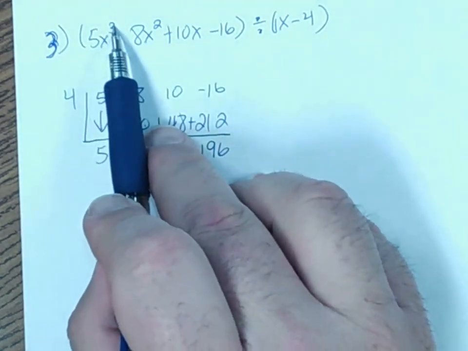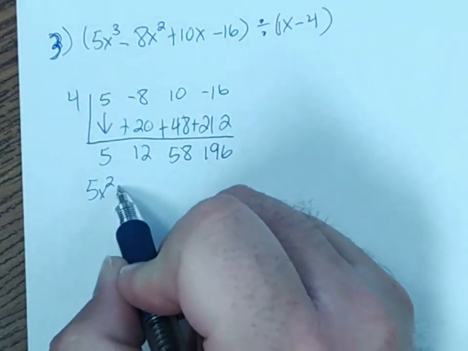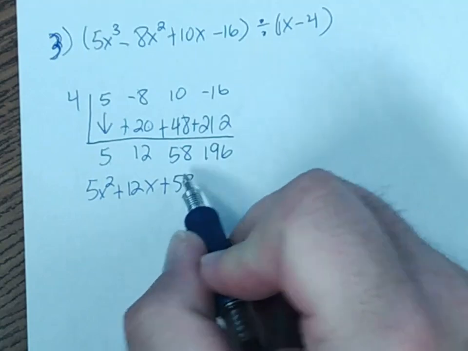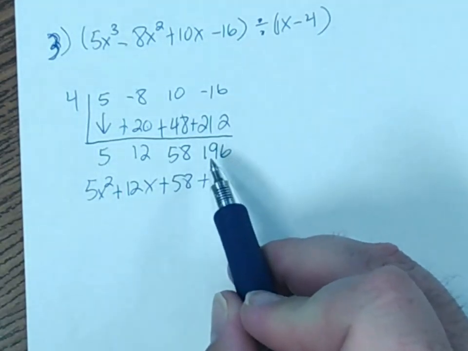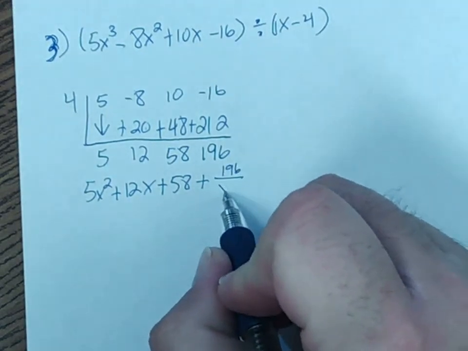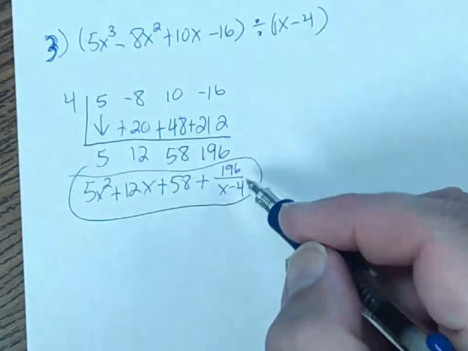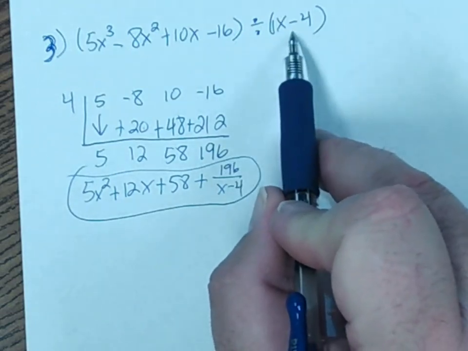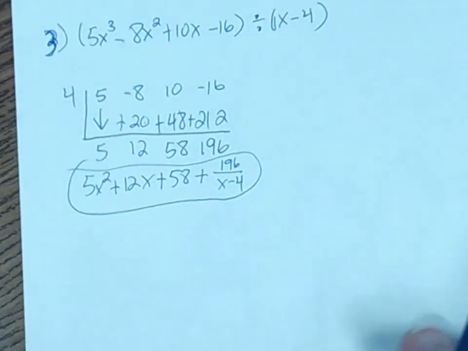Remember, we started with x cubed, so this will start with x squared. And then that's a positive 12, so plus 12x. That's a positive 58, so plus 58. And then this is my remainder. We have a remainder on this one, so I'm going to go plus 196 over x minus 4. Remember, we've talked in previous videos about how we write a remainder as a fraction with what's left on top and the dividend, I believe, underneath.